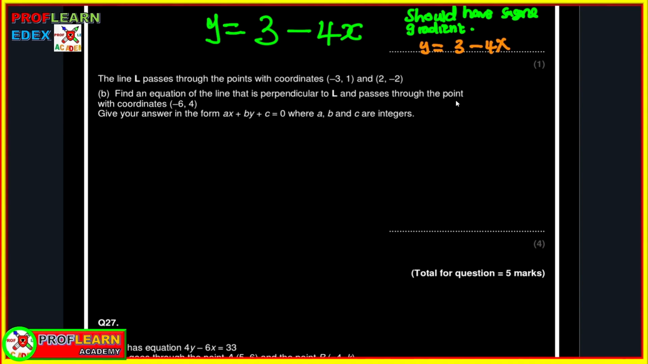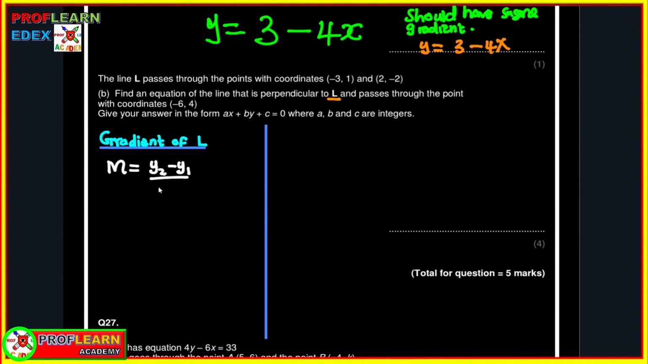Once we get that gradient, we need to use it. You use that gradient to find the gradient of the other line that passes through the point, right? So this is exactly what we're going to do. Just follow through to see the steps. So the gradient of L is going to be m equals y2 minus y1 over x2 minus x1. So we can say this is our y2, negative 2 minus 1, and x2 is 2 minus negative 3.